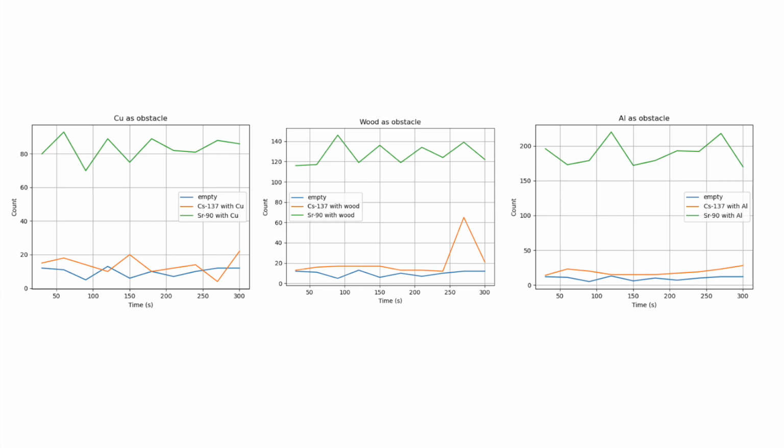Generally, we found the highest count rate with no obstacles, and the lowest count rate was with the copper plate, which provided the best shielding obviously. Beta particles passed through aluminum the most easily, while the wood plate had count rates in between. Overall, we can say that no obstacle was effective enough to completely stop the beta particles, because either they were not dense enough or not thick enough to stop them.